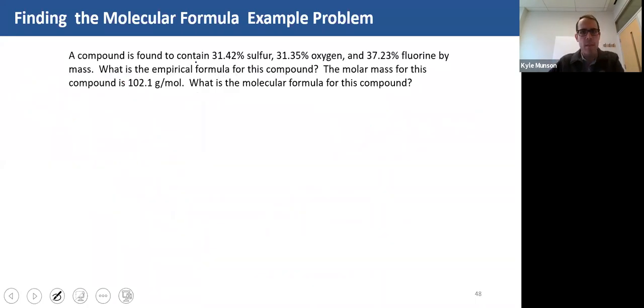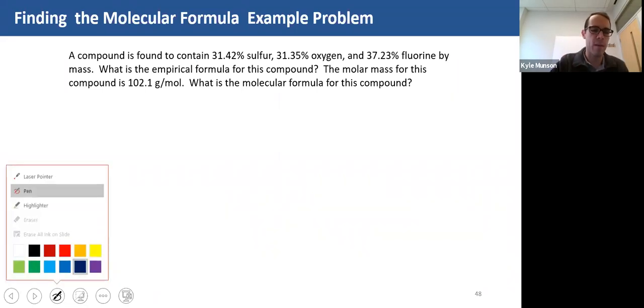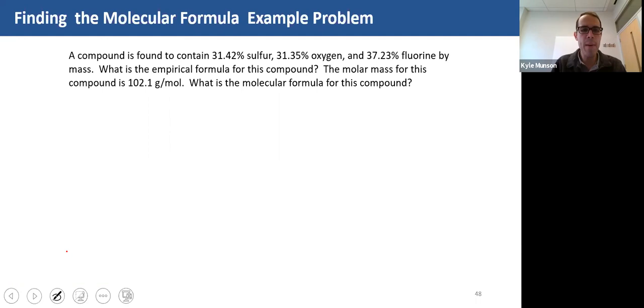Okay, so let's do an example here where we're not given the empirical formula. A compound is found to contain 31.42% sulfur, 31.35% oxygen, and 37.23% fluorine by mass. What is the empirical formula for this compound? And then it gives us the molar mass for this compound is 102.1 grams per mole. What is the molecular formula for this compound? So again, why don't you pause the video and try to do this on your own. Find the empirical formula using the steps we learned in the last video, and then find the molecular formula using the steps we learned in this video.